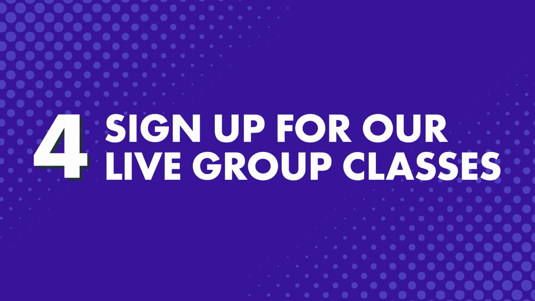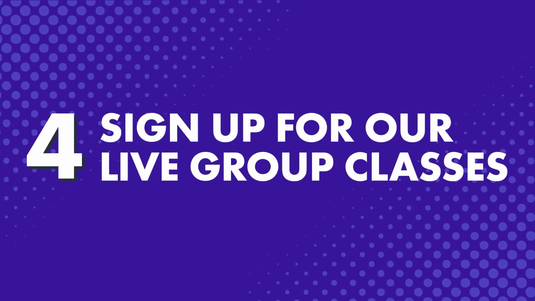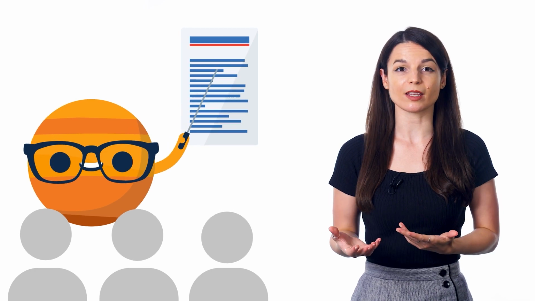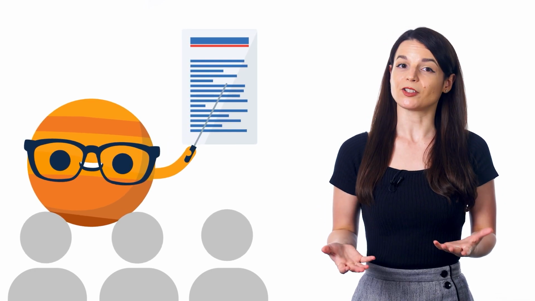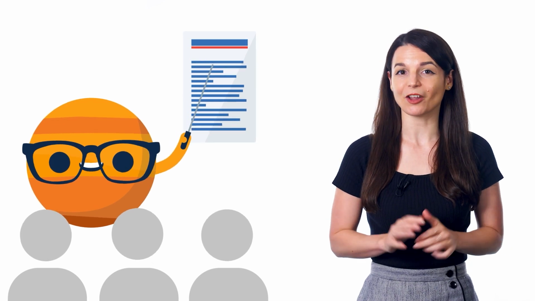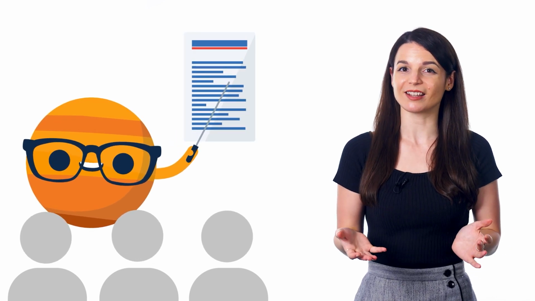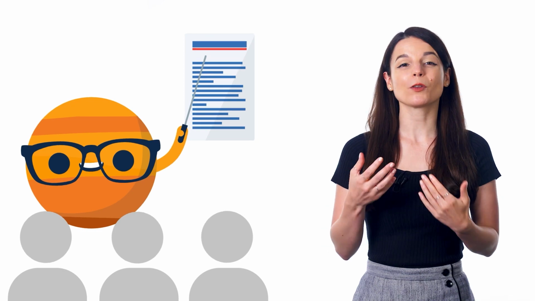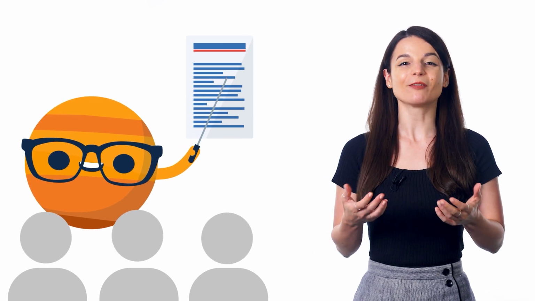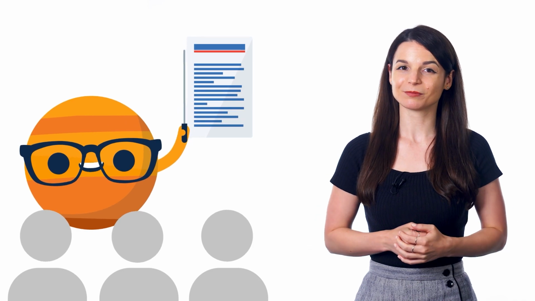4, sign up for our live group classes. We open up spots for our live classes about 3 times a year for a few languages, like Japanese, Korean, English, Spanish, Chinese, Italian, French, German, Portuguese, and more on the way. So if you want to learn with a teacher and a small group of motivated students, sign up for our mailing list and stick around. New semesters start every January, May, and September, and we'll send you a reminder.